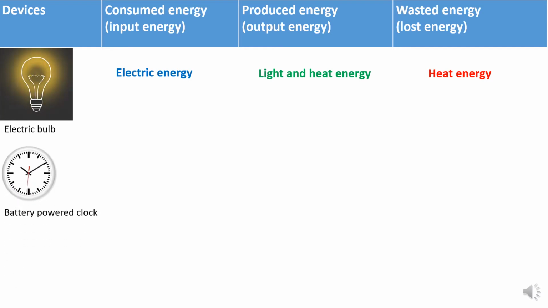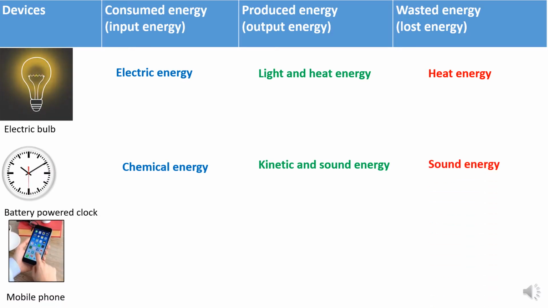Then, the battery-powered clock. What is the input energy of it? Yes, it is the chemical energy that comes from batteries. What about the produced energy? Super, it's kinetic energy and sound energy. What about the energy that we do not use? It is the sound energy.